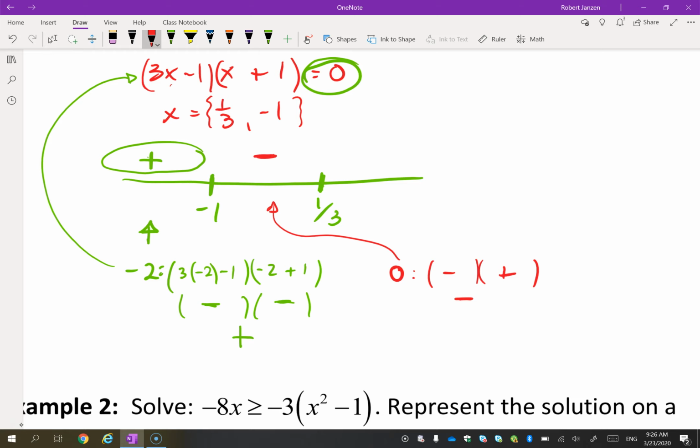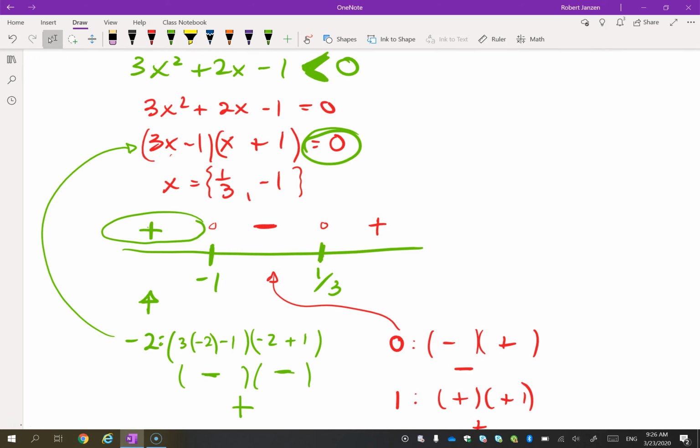How do I know that? Well, because here it's 0 and here it's 0. And if you think about a parabola, if it's crossing at zeros, it's going to be positive one side, every negative all the way in the middle, and then it would be positive on the other side. So I can probably guess this is going to be positive, but I should quickly check. Let's test a 1. If I put a 1 in there, I get positive, positive.